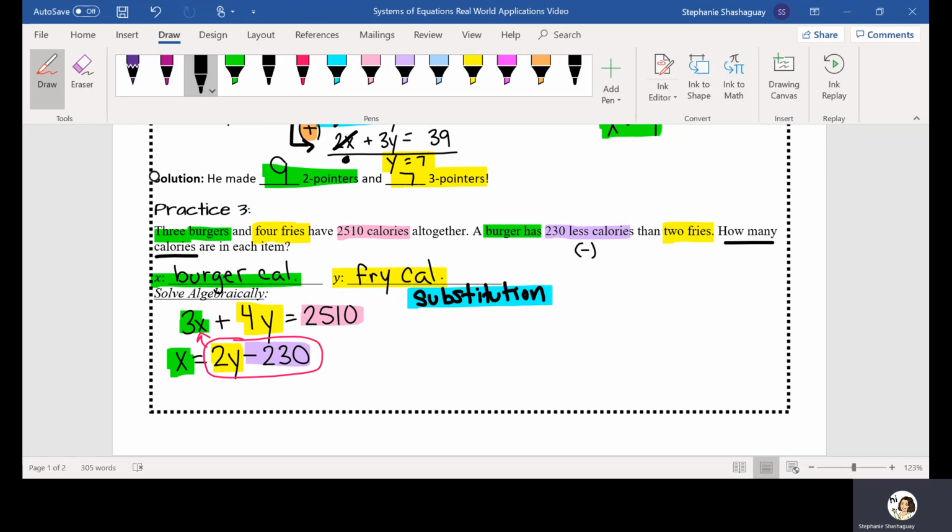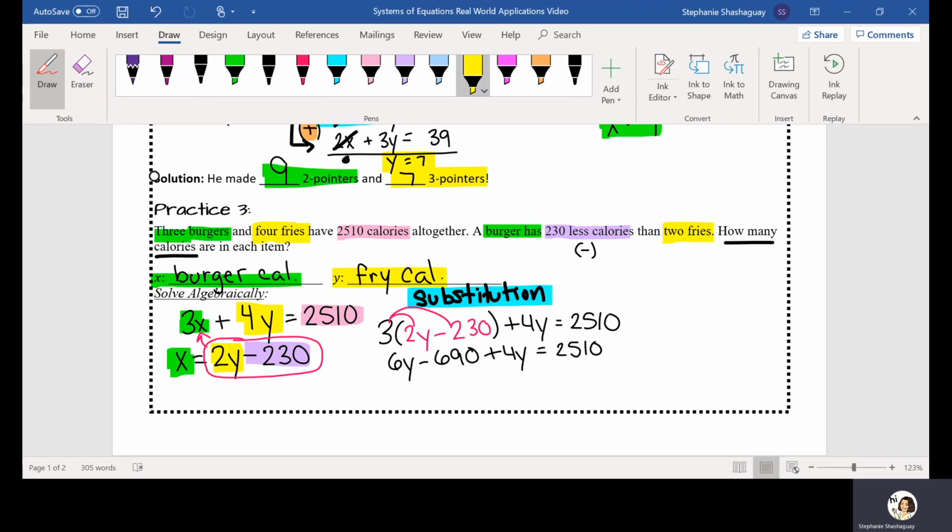in the first equation. So I'm going to have 3 multiplied by 2y minus 230 plus 4y is equal to 2,510. Okay, now I just need to distribute and solve for y. So 3 times 2y is going to give me 6y. 3 times a negative 230 is a negative 690 plus 4y equals 2,510.